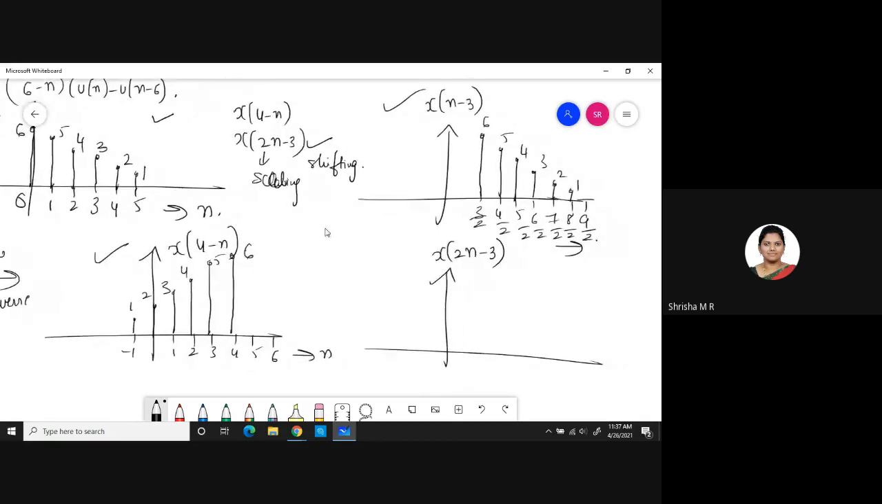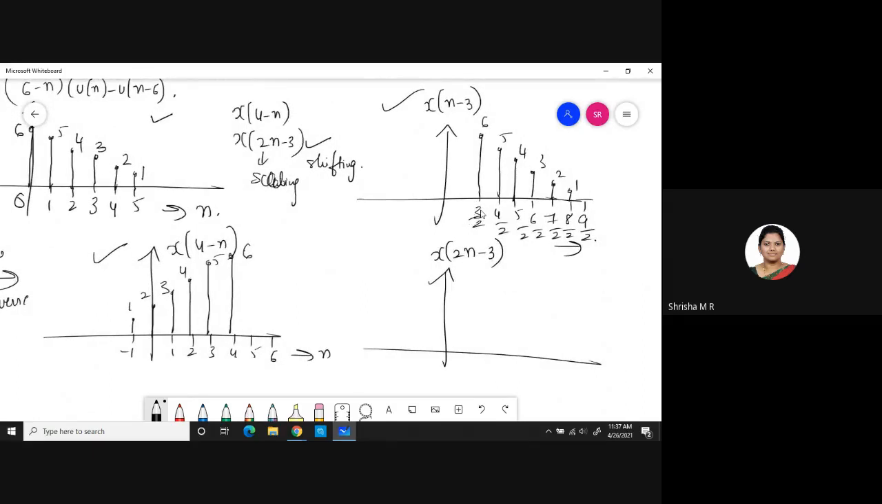So we shall see. Whatever is at 3 will be lost, because 3 by 2 is 1.5. In discrete time, we don't have 1.5, 2.5, 3.5 and 4.5. Whatever is at 4 will come to 2, that is amplitude 5. Whatever is at 6 will come to 3, that is amplitude 3. And whatever is at 8 will come to 4, that is amplitude 1. Got it?